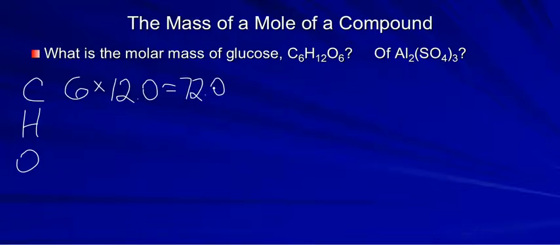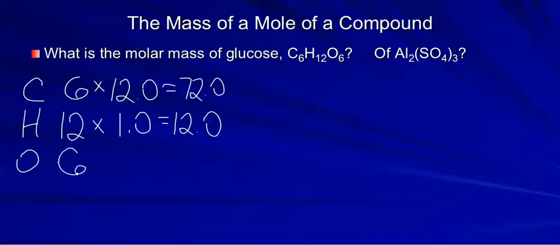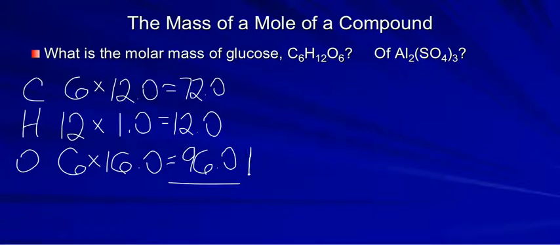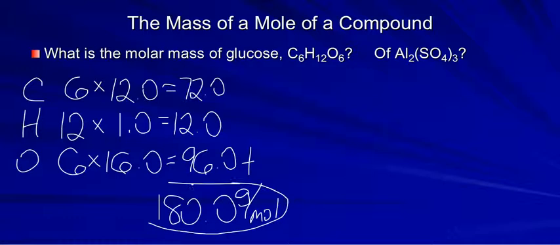Hydrogen. There are 12 hydrogen in glucose. Times the molar mass of hydrogen from the periodic table is 1.0. Oxygen. There are 6 oxygen times the molar mass of oxygen from the periodic table, rounded to 1 decimal place, 16.0. And then we simply add those together to get the total molar mass of the compound glucose. So 180.0, again 1 place after the decimal, and the units, grams per mole. So this is the molar mass of glucose.